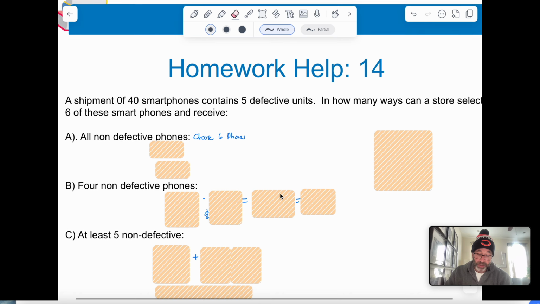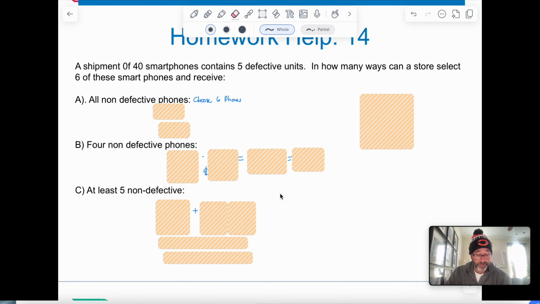All right, take a look at number 14. This one is a tough one. This one's a little bit of a doozy, so I have to really explain this, okay? A shipment of 40 smartphones contains 5 defective phones. So in how many ways can a store select 6 of these smartphones and receive the following? All non-defective, meaning we're going to choose 6. For A, B, and C, we are choosing 6 phones, all right? But these are different scenarios. So we have to first break this down.